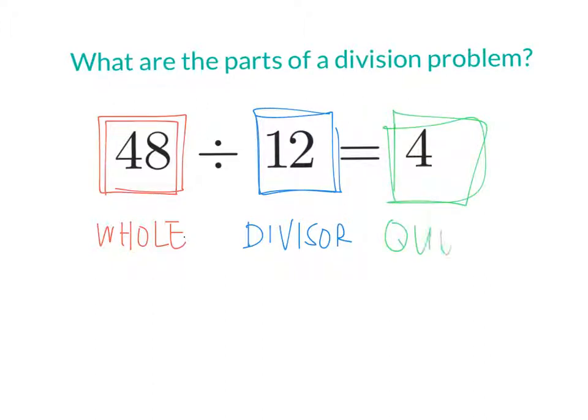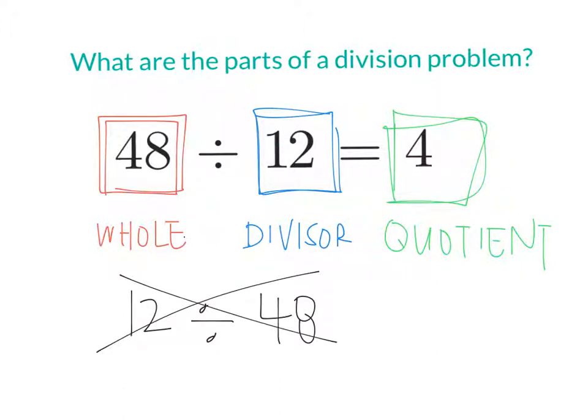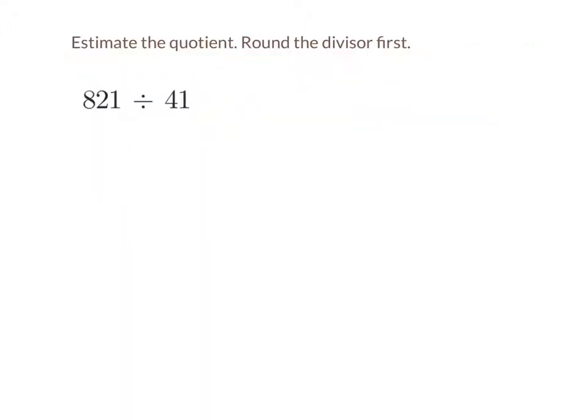Now, can we use the commutative property and switch the whole and the divisor? No. In multiplication, can we switch the factors? Yeah. Because they're both just factors. But in this one, one's a whole and one's a divisor. So could I say that this is the same thing as 12 divided by 48? No, we cannot switch the whole and the divisor. So does order matter when we're talking about division problems? Yes, good.